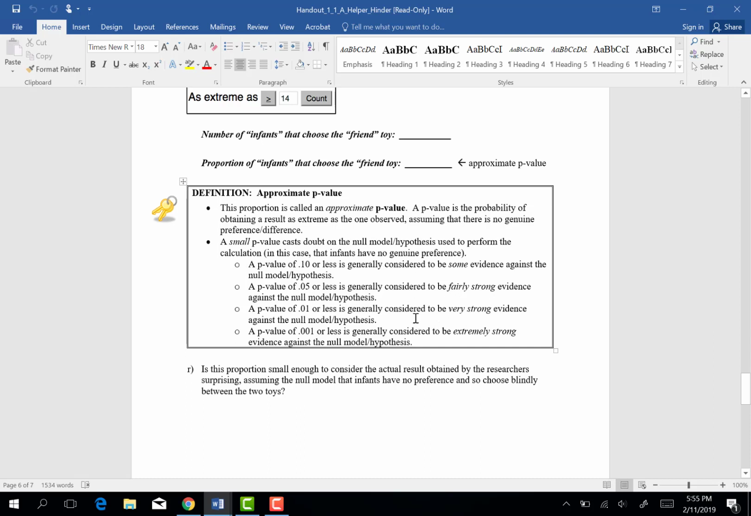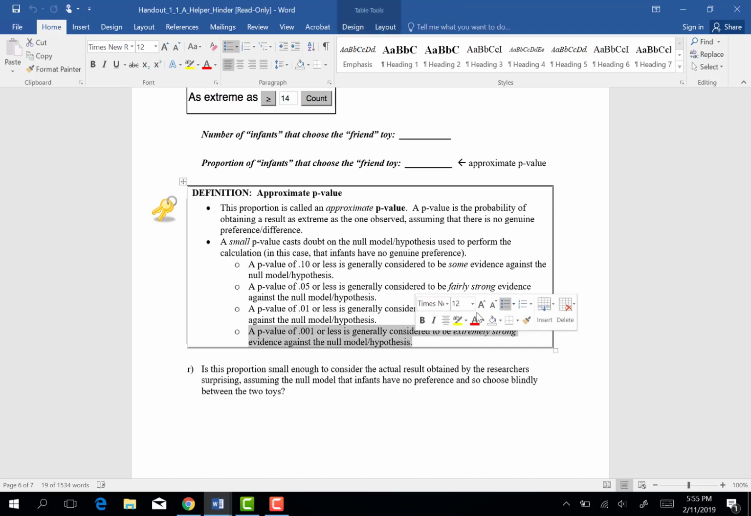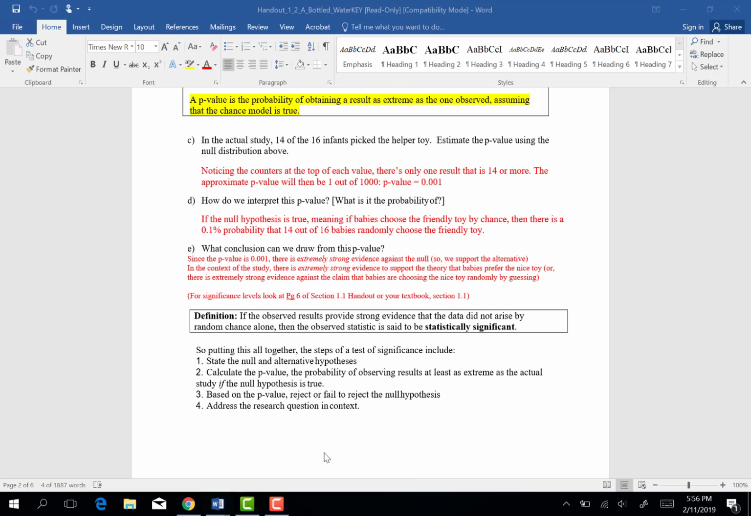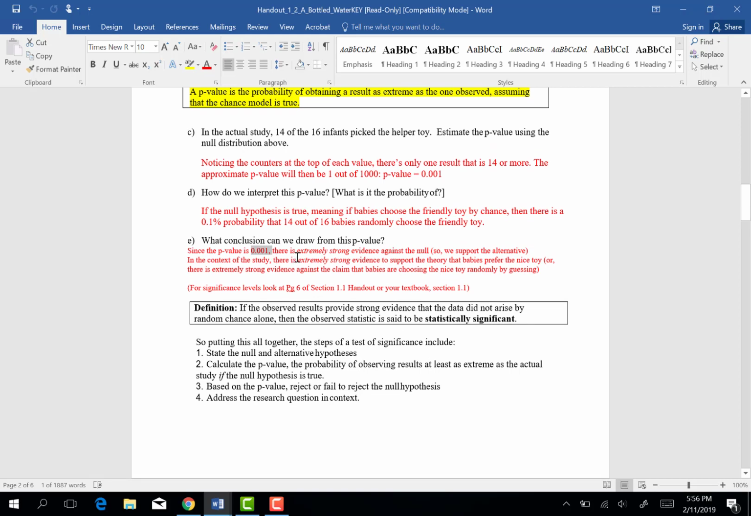So this is where I am looking. A p-value of 0.001 or less is generally considered to be extremely strong evidence against the null hypothesis, so against the chance model. So this box right here in section 1.1 will be extremely important when you're making conclusions. So going back to the 1.2 handout, that's where that's coming from. This is equal to 0.001, and that box said anything that is less than or equal to means we have extremely strong evidence against the null. So in the context of the study, that means there is extremely strong evidence to support the theory that babies prefer the nice toy. So they are not doing it by random guessing.